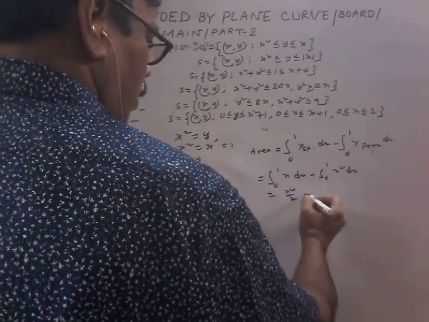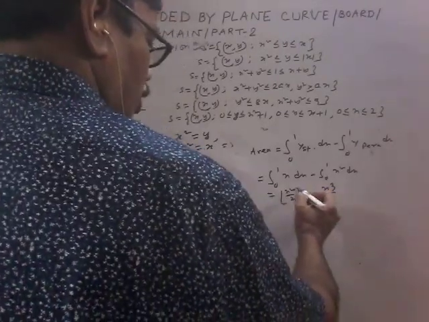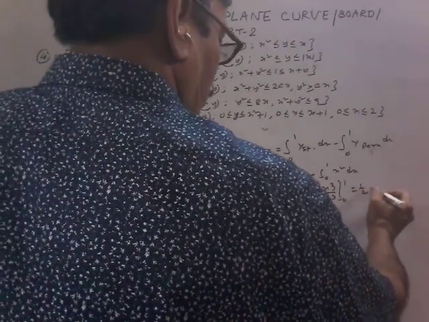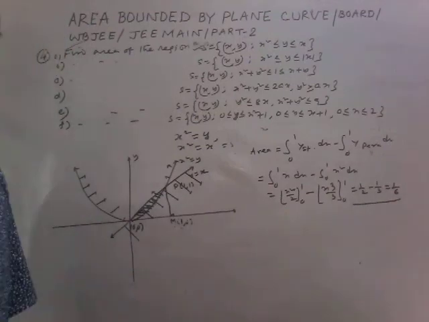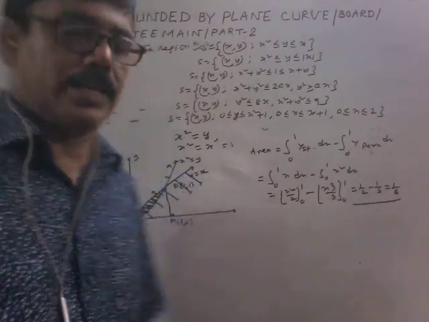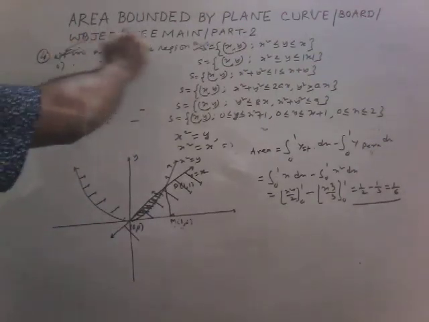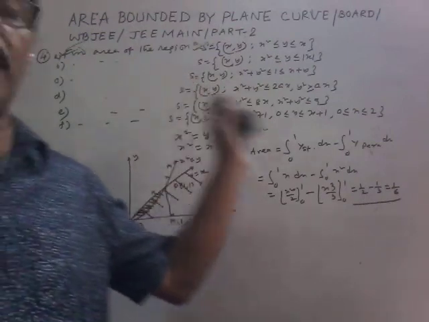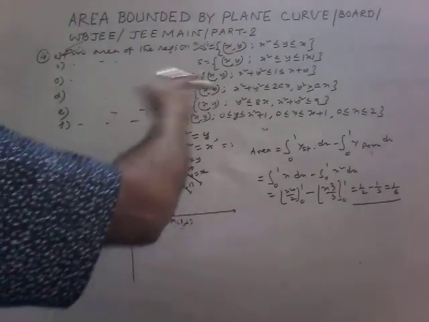So x square by 2 minus x cube by 3, from 0 to 1. So half minus 1 by 3 is 1 by 6. So the area is 1 by 6. We have already solved this type of problem in terms of language; this is given in inequation form. Next we consider another one.